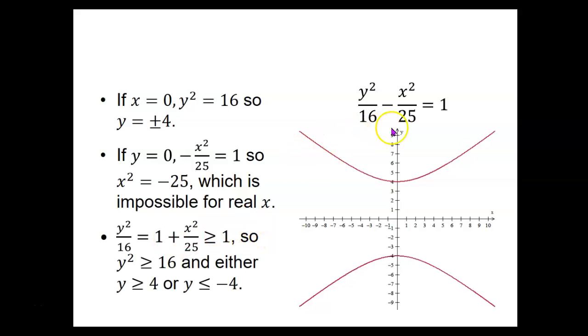In fact, there are no points on the graph that have any y coordinates anywhere between negative and positive 4. That's because if you rearrange the equation a little, it says y squared over 16 equals 1 plus x squared over 25. And that x squared over 25 part, because it's something squared, can't be negative. It's got to be 0 or bigger. So 1 plus something that's 0 or bigger has to be greater than or equal to 1. So since y squared over 16 is greater than or equal to 1, y squared must be greater than or equal to 16. If y is a positive number, that means it has to be greater than or equal to 4. Or y could be a negative number that's less than or equal to negative 4.